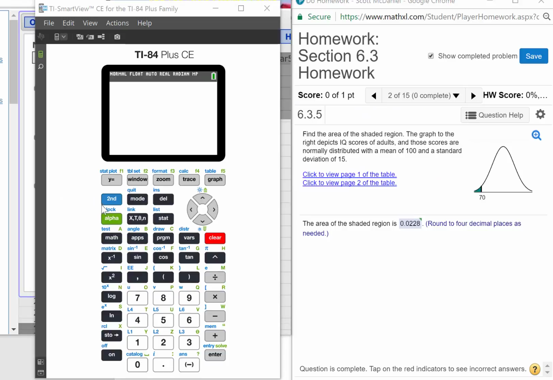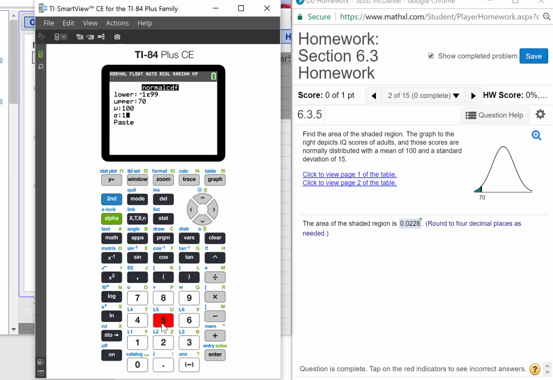Now on the TI-83 or 84, I'm going to press second vars to access the distribution menu, norm CDF. Lower bound, it's negative infinity, so I'm going to do negative 1 E99. Upper, in this case it's 70. And then the mean is 100.